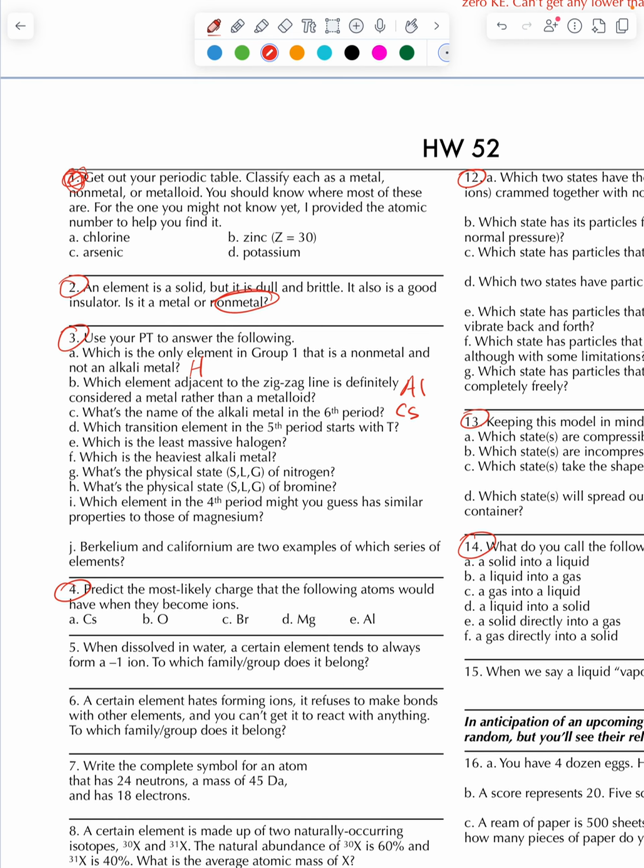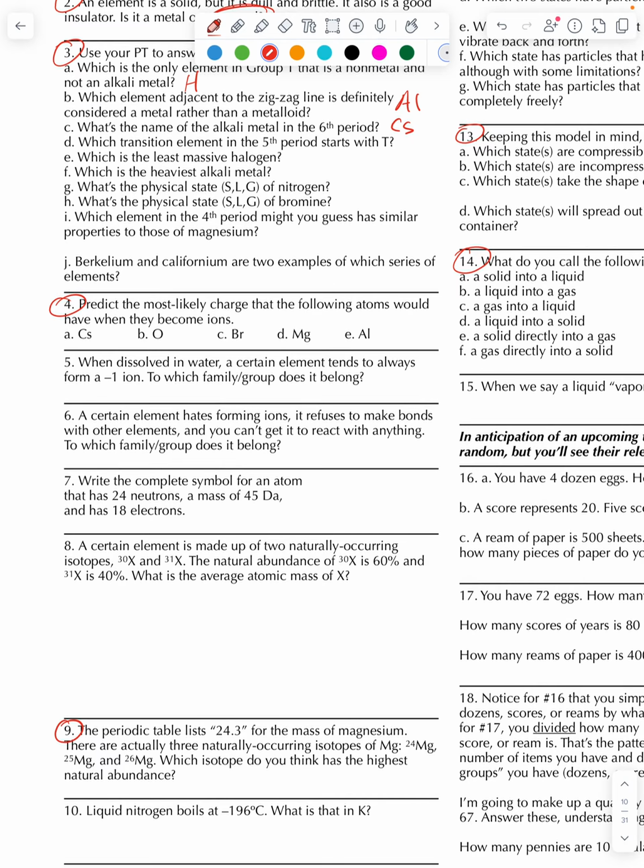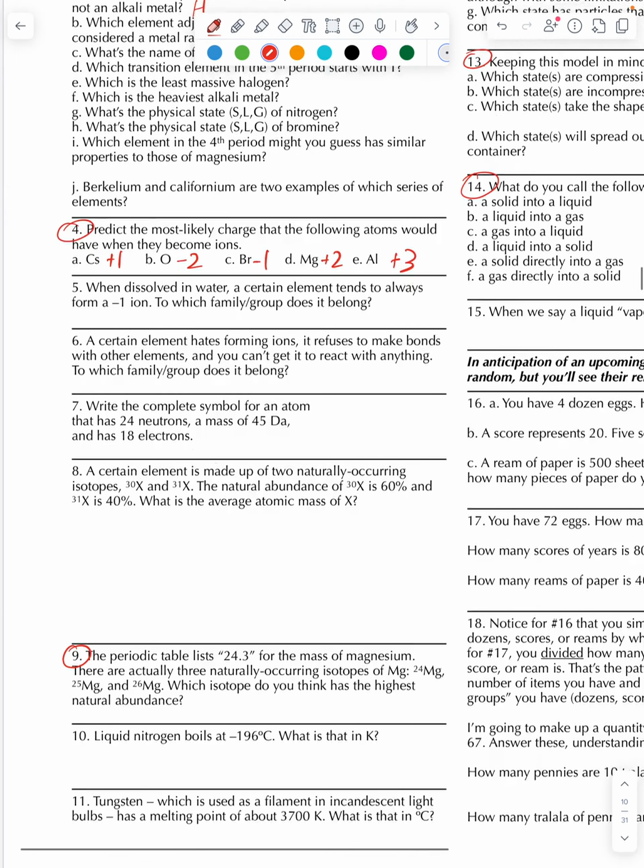Those are the actinides. Okay, number 4, write these down on your cheat sheet if you can't remember. Cesium, if we went up to the periodic table, is an alkali metal, so those form +1. Oxygen, -2. Bromine, a halogen, -1. Magnesium, an alkaline earth metal, +2. Aluminum, group 13, +3. So write those down.